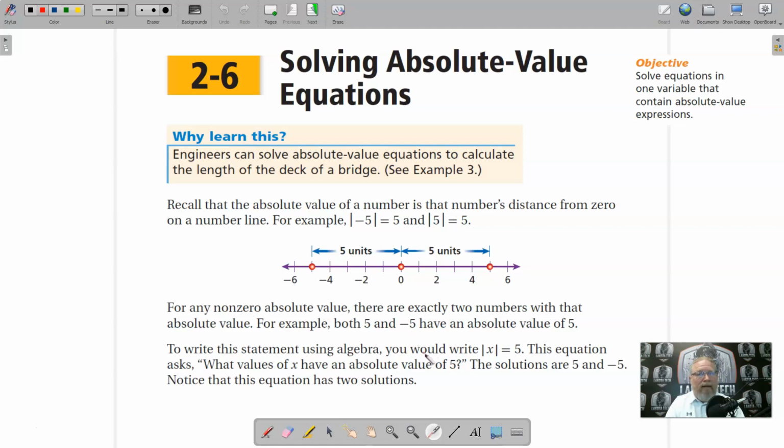Now later on we'll find out that it's possible to have only one solution in special cases, and then there's another special case in which there may not be a solution at all, where you would have no solution to the equation.